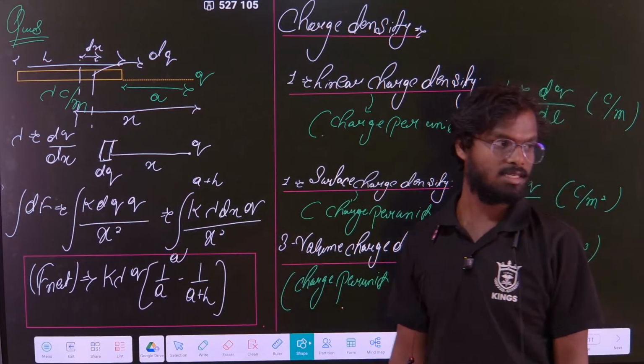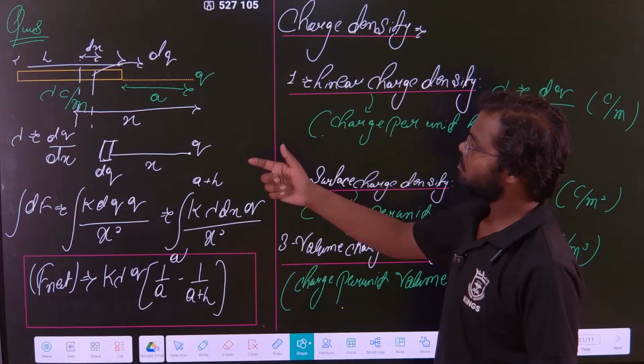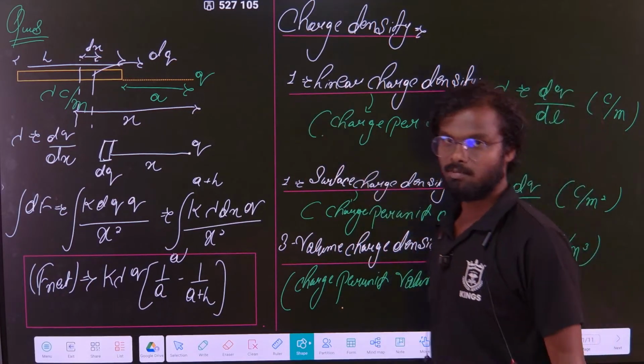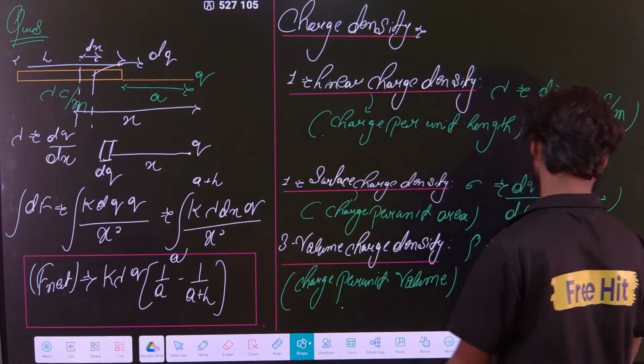Any doubt here? So this is the force due to a uniform charge rod having a charge density lambda on a point charge q. Clear? Okay, we can proceed forward.